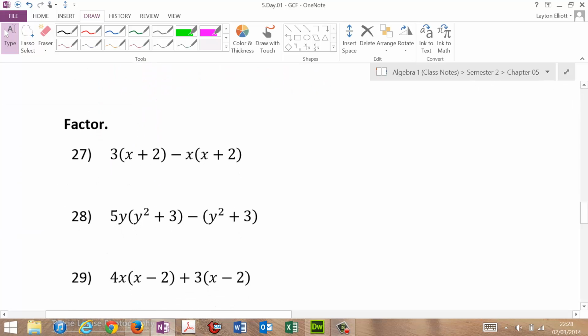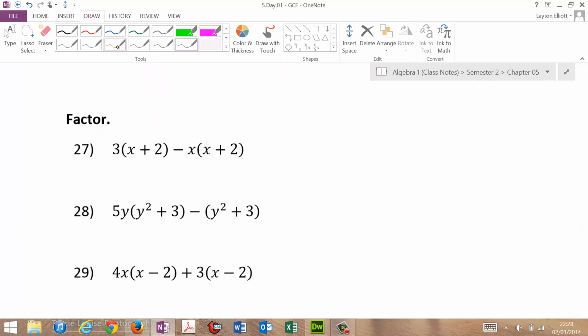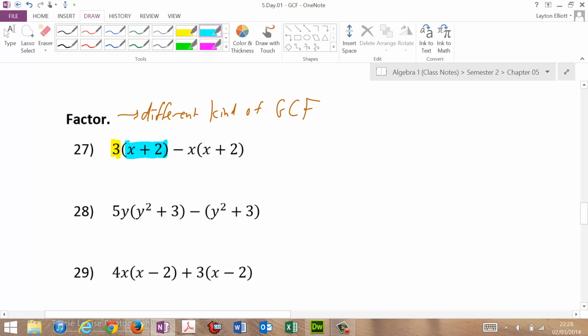We're going to skip over to the back, and I'm going to look at a different kind of factor, and this is a different kind of GCF, but it's still a GCF. Basically, if I look at what's going on, I have a 3 times an x minus 2, and then I have a minus x times another x minus 2. And it's really, really important actually to see that as this minus this. 2 terms, just like before. What's in common to both of them is an x minus 2.